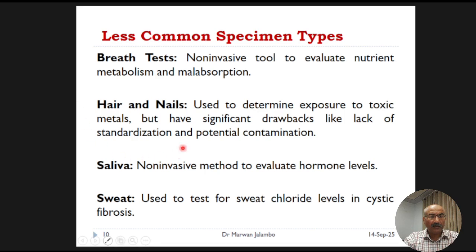On the other hand, hair and nails are easy to collect and can be used to assess the exposure to certain toxic metals, but they have major drawbacks, including lack of standardized procedure and the potential for environmental contamination.